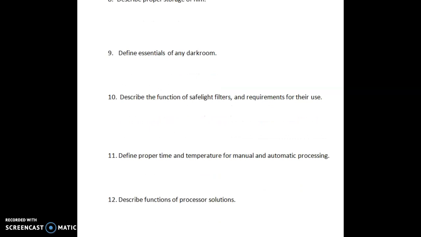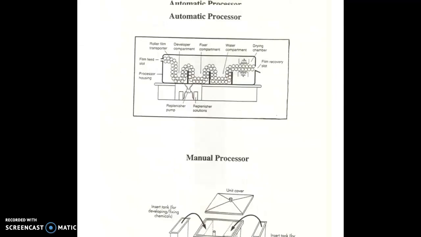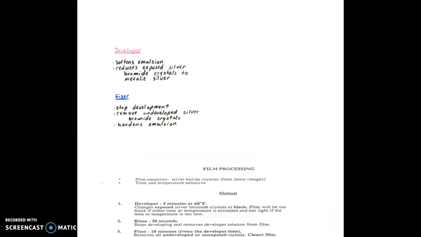Okay, we're going to scroll these up a little bit. Number 11, define the proper time and temperatures for manual and automatic processing. And I actually have a diagram for you for that. I started out up here in the top. You've got the developer and fixer, just a very quick, basic explanation of what those are.